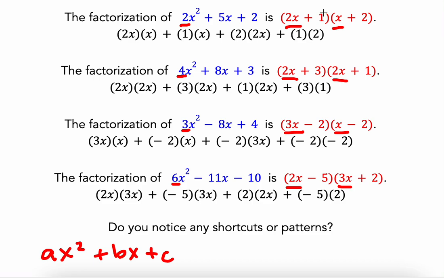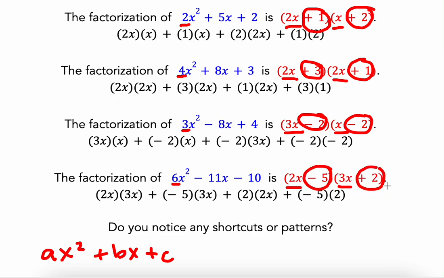Okay? And then if we look at our second terms in our binomials, do we notice any patterns here? Well, we notice that 1 times 2 will have to get us to 2. 3 times 1 will have to get us to 3. Negative 2 times negative 2 will get us to positive 4. Negative 5 times a positive 2 will get us to a negative 10, because a positive times a negative is a negative. Okay, so far the first term and the last term of your quadratic expression do match up with the first and the last terms of your binomials.